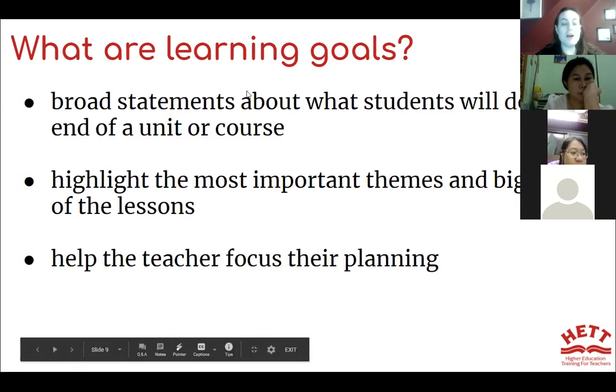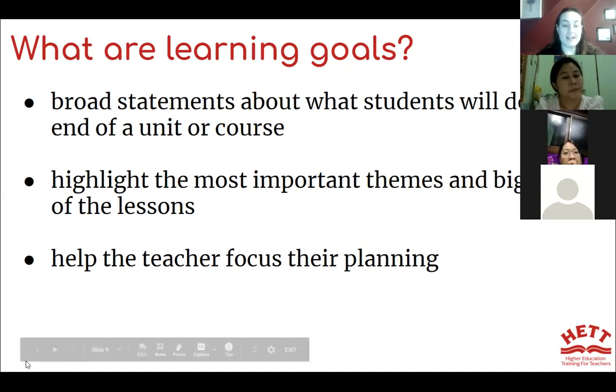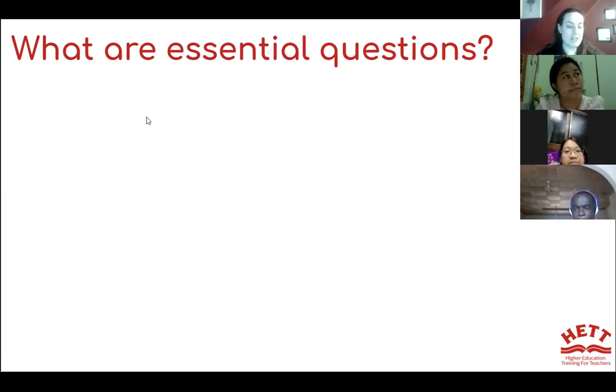So broad statements of what students will be able to do at the end of a unit or course. It highlights the most important themes and big ideas of the lessons, helps the teacher focus their planning. And so as part of this, what are essential questions? This is a big part if you do backwards design.